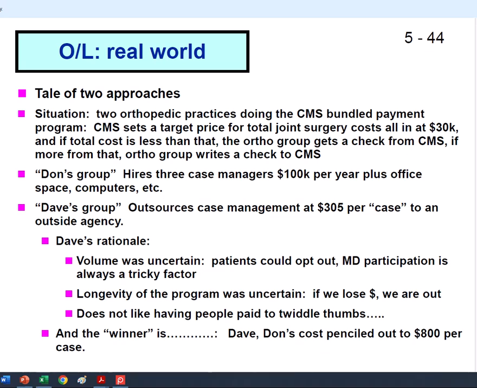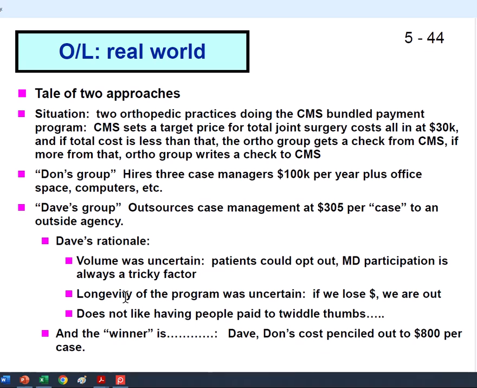So a couple years into this, I got tired of listening to this physician complain. I was not patient enough to explain my lecture on operating leverage. So I said, you know what? Don and I are going to figure this out. We're going to take his costs and our costs and figure out his total cost divided by the number of cases against our $305 a case.